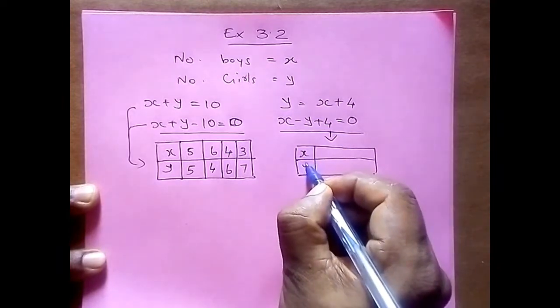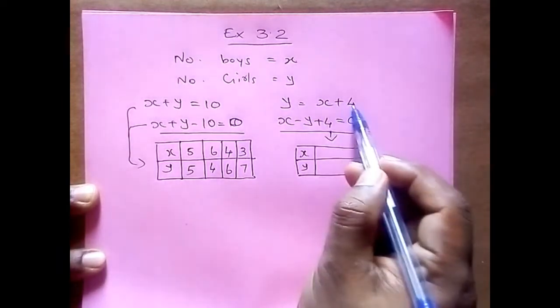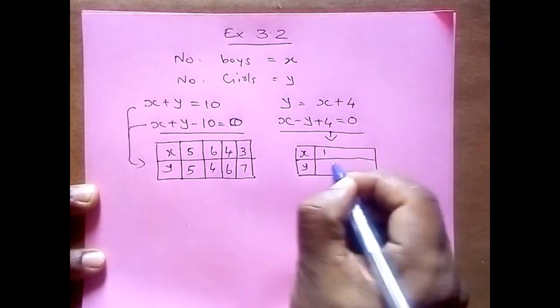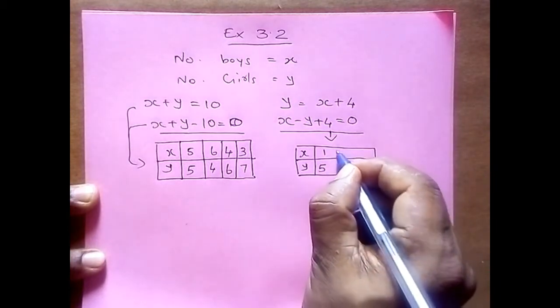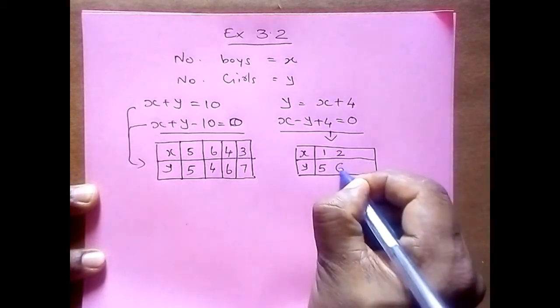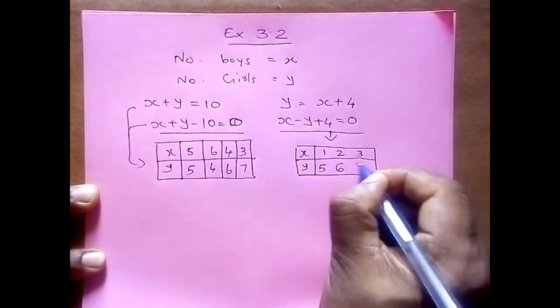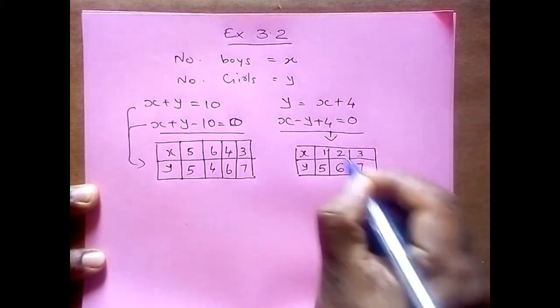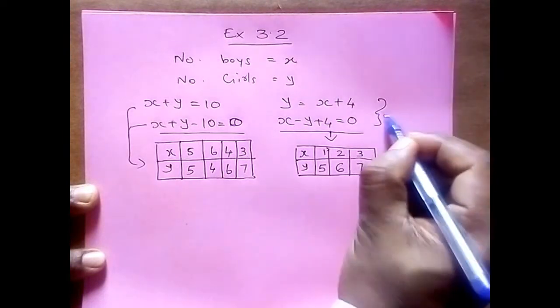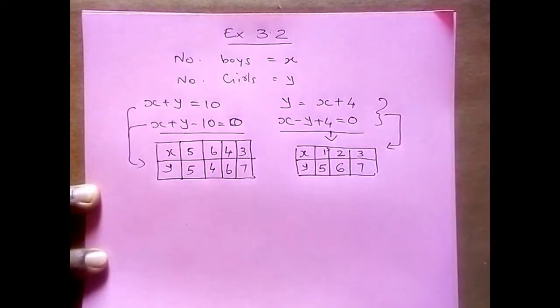What about the other one? y is equal to x plus 4. If x is equal to 1, y is equal to 5. x is equal to 2, y is equal to 6. x is equal to 3, y is equal to 7. So these we have represented like this.